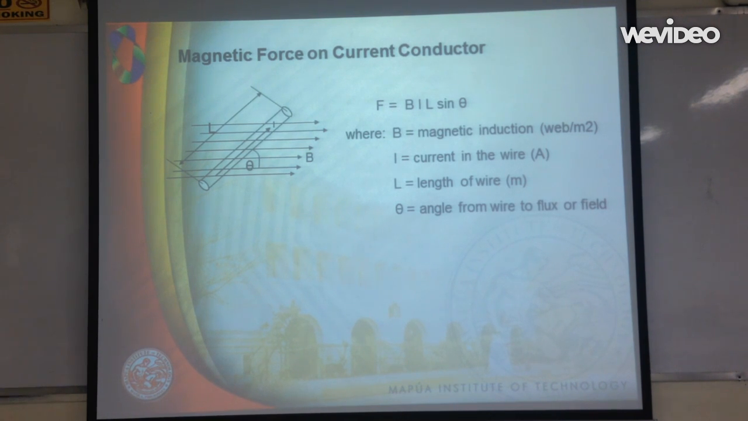Now the force on it is said to be equal to BIL sine of theta, wherein B is the magnetic induction, I is the current in the wire, L is the length of the wire, and theta is the angle of the wire from the magnetic field.